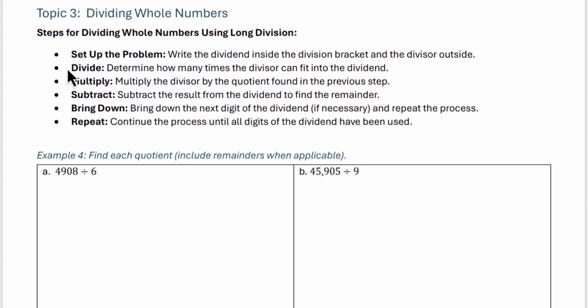Next, we divide. We determine how many times the divisor can fit into the dividend. Next, we multiply. Multiply the divisor by the quotient found in the previous step. Then subtract. We subtract the result from the dividend to find the remainder. Then bring down. We bring down the next digit of the dividend if necessary and repeat the process. Finally, we repeat. We continue this process until all digits of the dividend have been used.